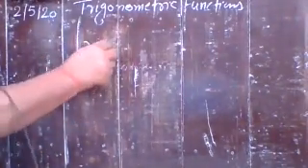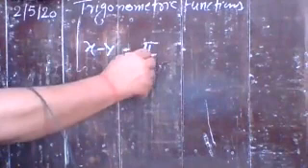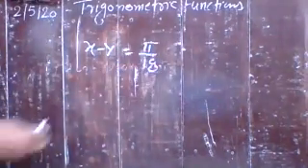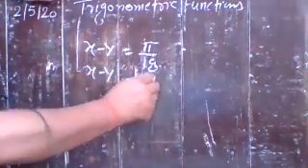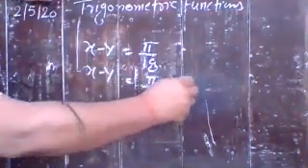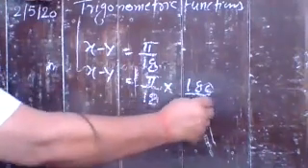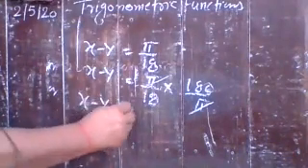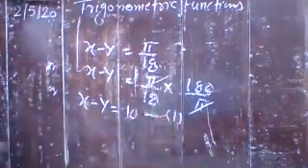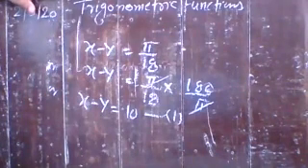Here, suppose x and y are the acute angles of the right triangle. It is given that x minus y is equal to pi upon 18 radian. That can also be written as x minus y is equal to pi upon 18 into 180 upon pi. Pi and pi cancel out, so you have x minus y is equal to 10. That is your first equation.